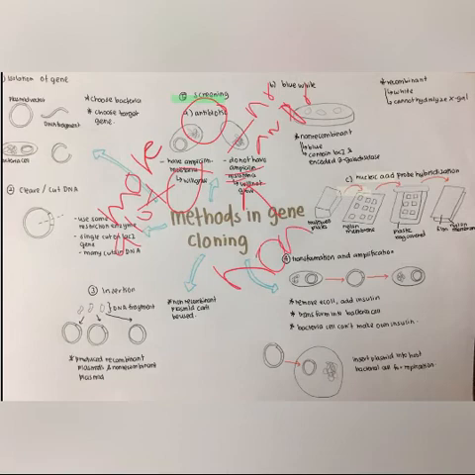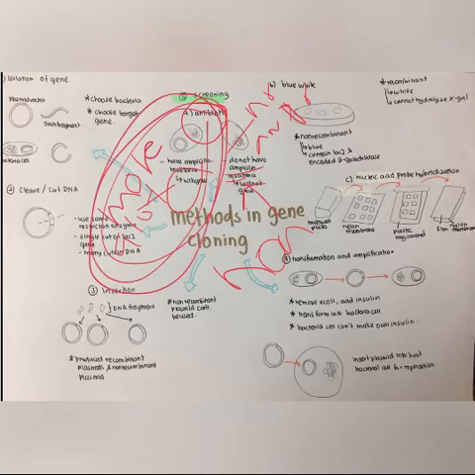So the non-recombinant DNA is not what we want. So if in the petri dish we only have this, that means this is the DNA that we wanted. So this is the recombinant DNA. That's how we choose using the antibiotic process.